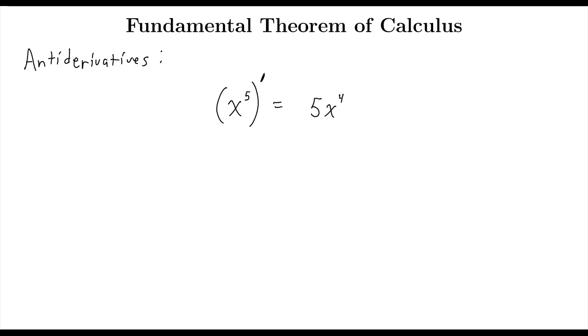Well, what if I wanted to undo that? If I wanted to undo the derivative, that's the antiderivative, which means to do the opposite. Usually the way we'll write this out is with what we call an integral. When you see that, it means you're about to find the antiderivative.